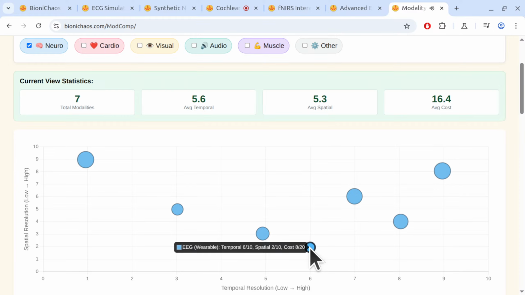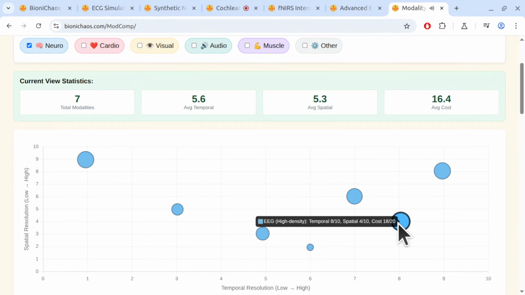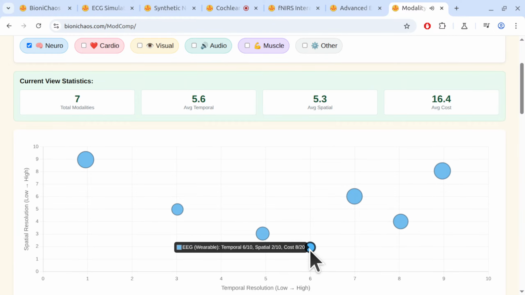But then you have EEG, electroencephalogram. The high-density research version is still pricey, 18 out of 20 cost. Gives you good speed, 8 temporal, but only okay spatial, 4. Used in labs, brain-computer interfaces, that kind of thing. But there's a cheaper version, the wearable one. Exactly. EEG, wearable. The cost plummets to 8 out of 20. Temporal resolution drops a bit to 6, and spatial takes a bigger hit down to 2. Yeah. So it's great for consumer wellness apps, sleep tracking, stuff where you don't need pinpoint accuracy.